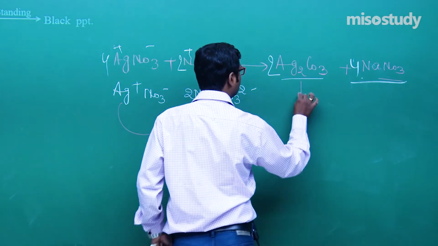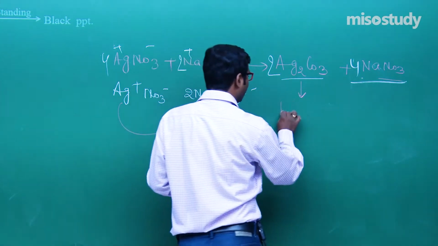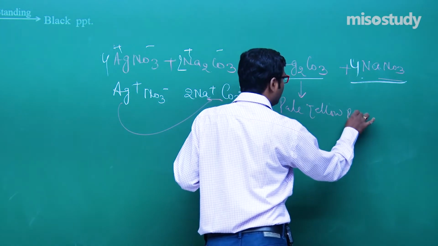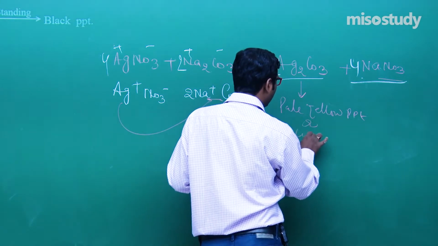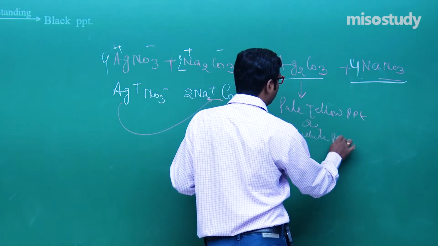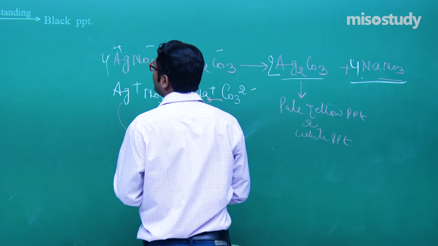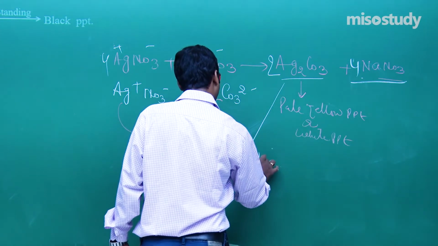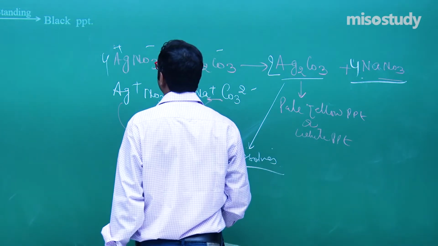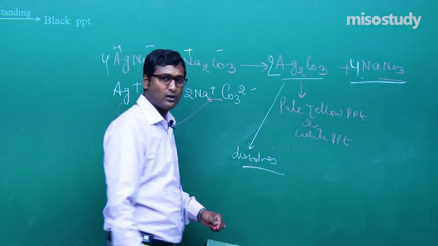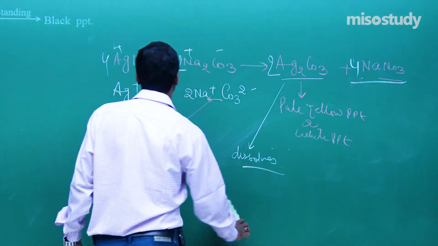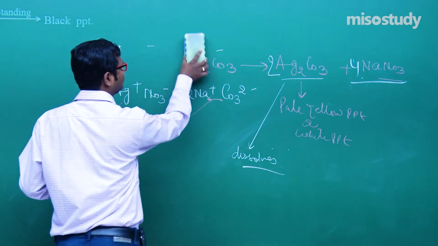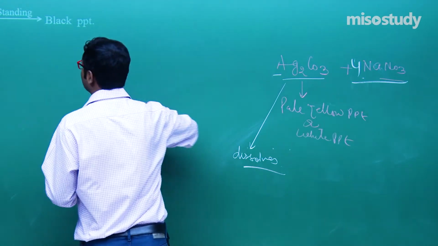Now Ag2CO3 has a color, that is, a pale yellow PPT, or in many books it is given as white PPT, but on standing it does not give a black PPT, it dissolves. So it does not give black PPT, and this is not the correct option. Now let's check the next option.